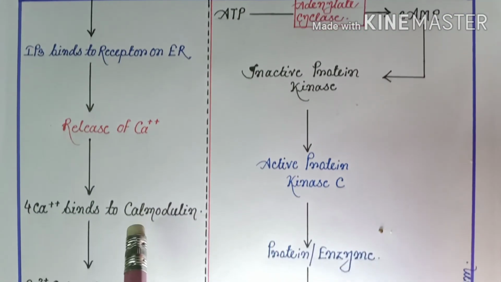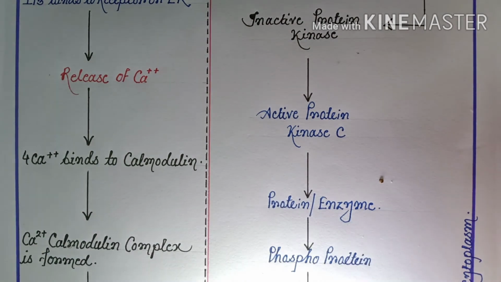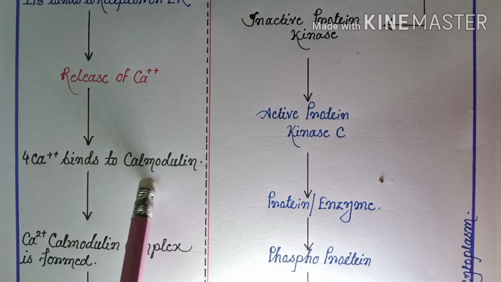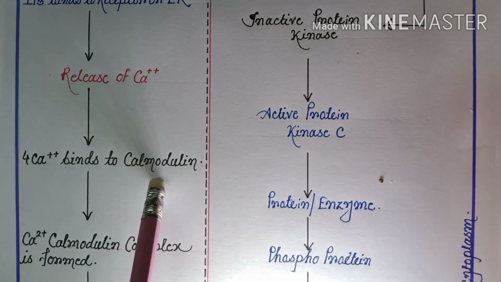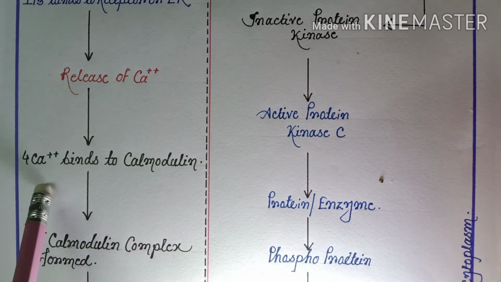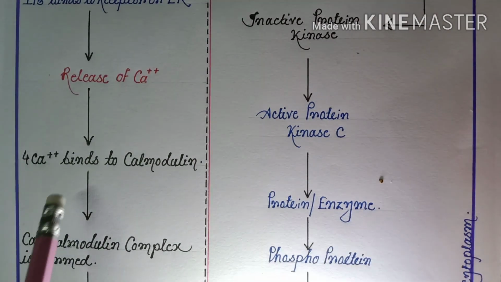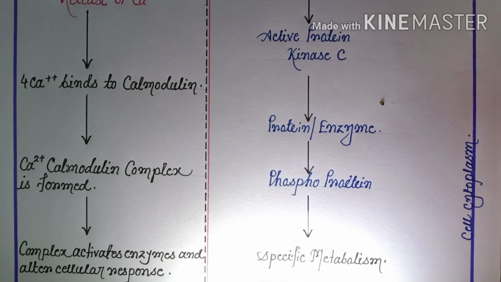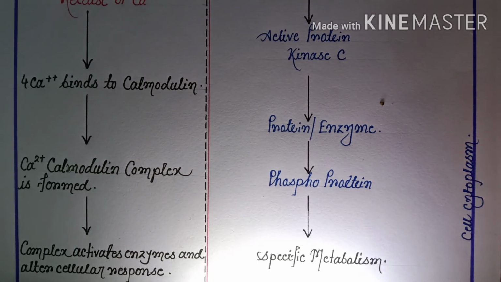These calcium ions directly or indirectly help in the activation of different enzymes. Basically, here in the cytoplasm another calcium acceptor, that is calmodulin, is also present, and this calmodulin combines with 4 calcium ions, and this calmodulin calcium complex then helps in the activation of different enzymes and helps in alteration of the cellular response.